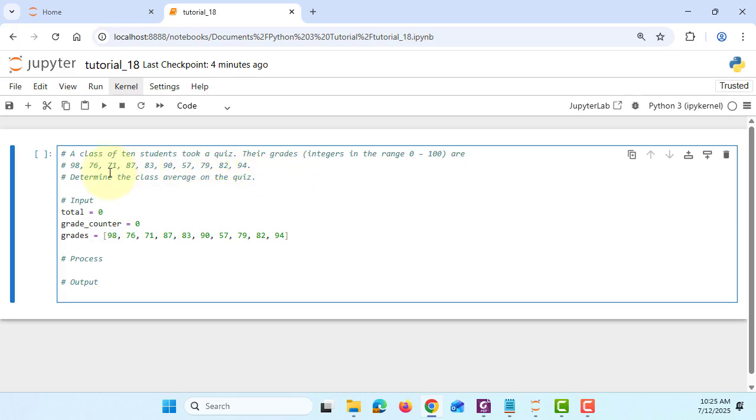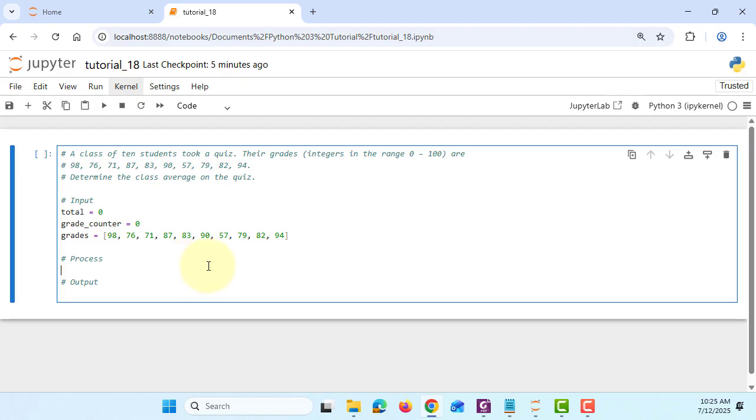That refers to the number of students, where when we add the number 98 to total, it will increase by 1, so it will be 1, then 76, and it continues to increase. Okay, so we are basically moving one at a time. That's all you need for input.